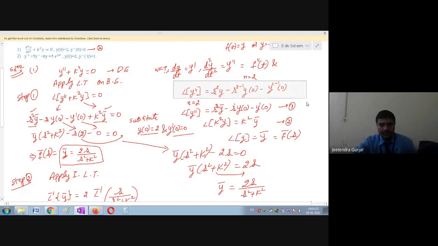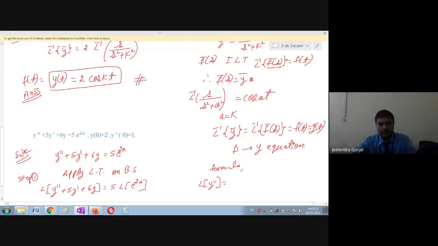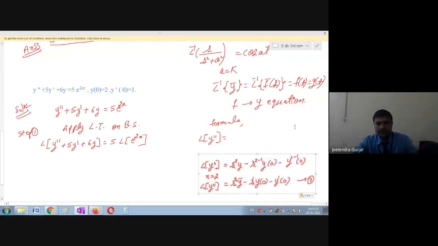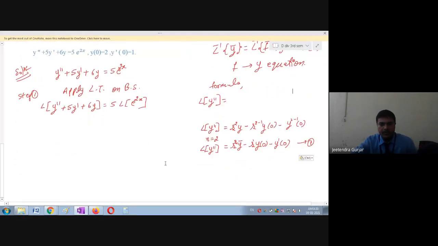So therefore, I will take this. Okay, so one can see we have already used this. L of y double dash is equal to s square y dash minus s y of 0 minus y dash of 0. We're going to take this as 1.